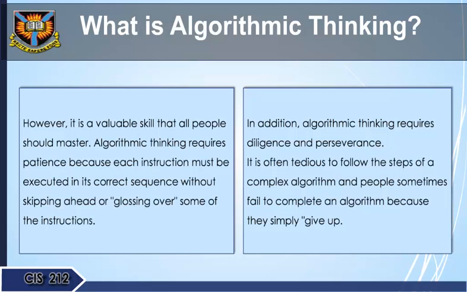Algorithmic thinking requires patience because each instruction must be executed in its correct sequence without skipping ahead or glossing over some of the instructions. In addition, algorithmic thinking requires diligence and perseverance. It is often tedious to follow the steps of a complex algorithm, and people sometimes fail to complete an algorithm because they simply give up.